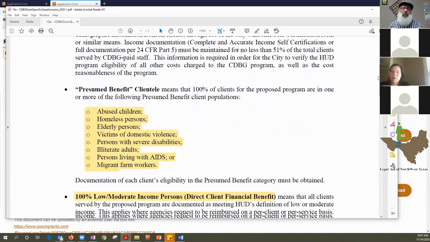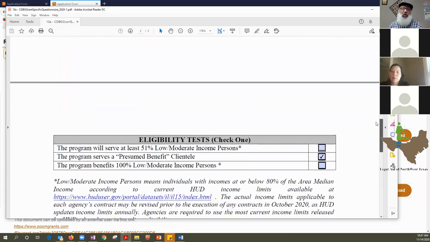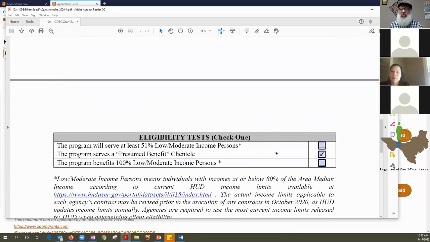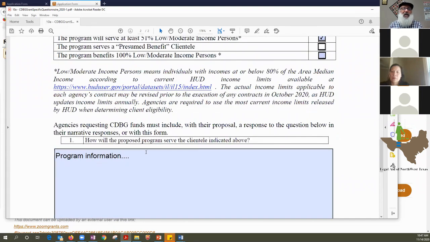So once you figure out which one you belong to, you check one here. So I'm just gonna do that for now. And then they want your program information. How will the proposed program serve the clientele indicated above? Now remember, you answered this question previously. So you don't want to copy and paste.